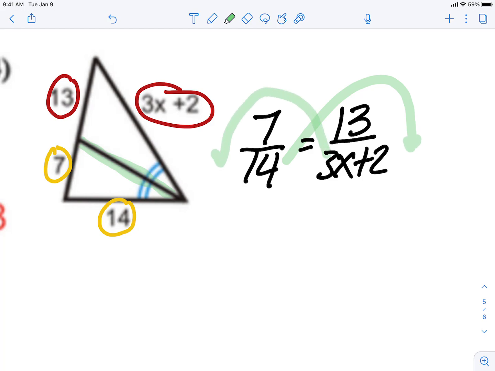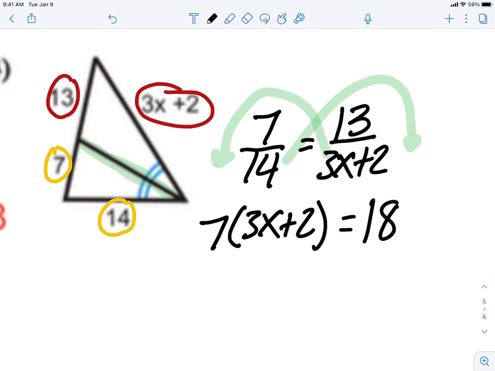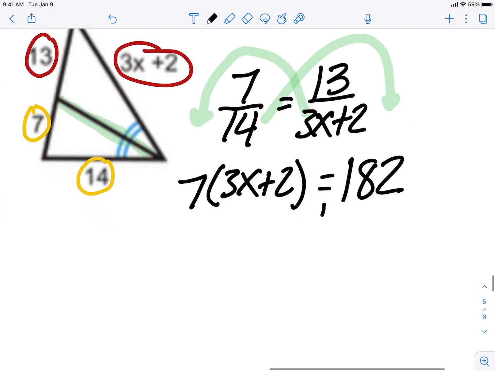4 times 13 and 3x times 7. So here I get 7 times 3x plus 2, the whole thing, right, is equal to 14 times 13. I don't know what 14 times 13 is. So I'm going to use my calculator on my phone here, but you guys can use your calculator in the assignment. And I get 182. So I'm going to distribute.